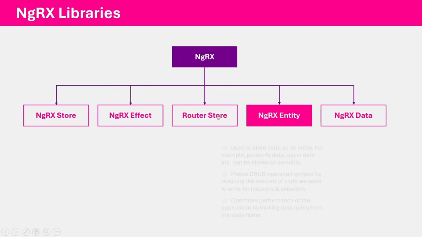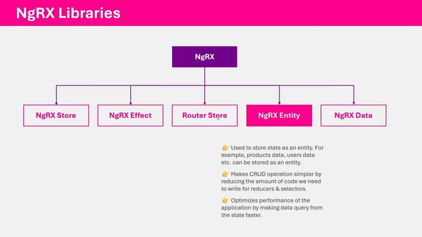Then we have NgRx entity. NgRx entity is used to store state as an entity. For example, let's say we have products data, user data, courses data, etc. These data can be stored as an entity. The other states like the isLoading state or the counter state, these are not entities. We cannot store it like an entity.